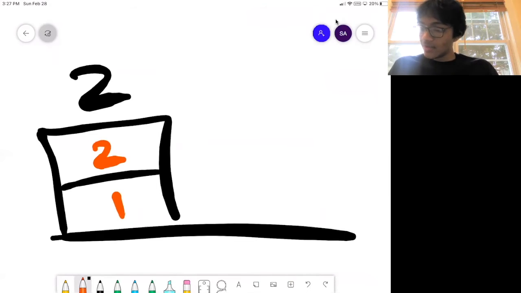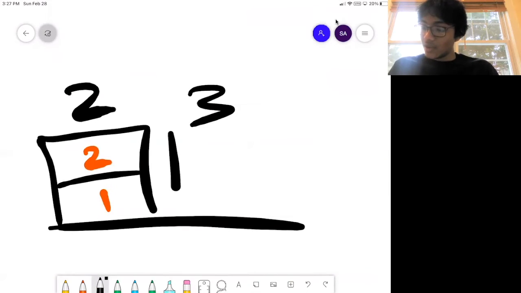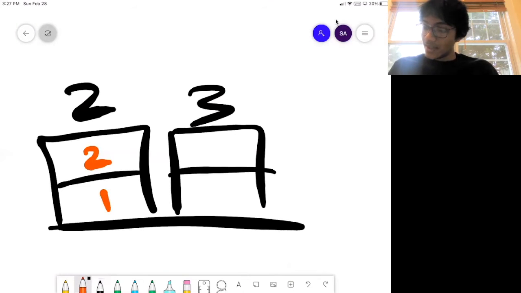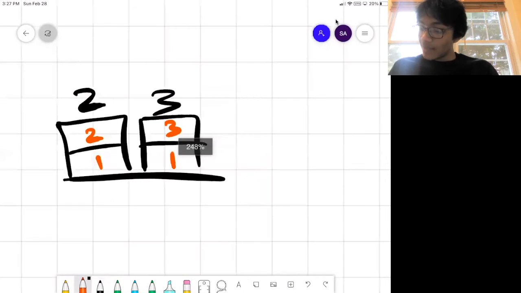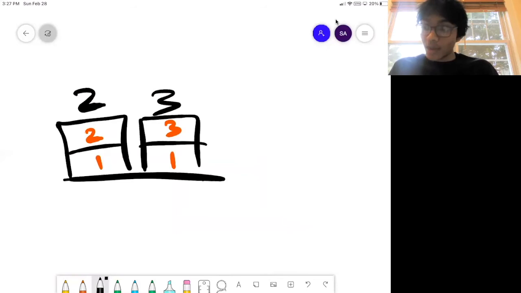Let's think about another number. 3, it's got only two building blocks, itself and 1, right? Every prime number is just gonna be a two-story apartment building.